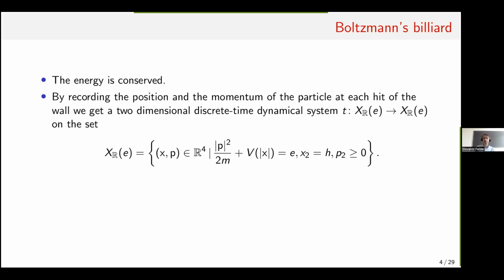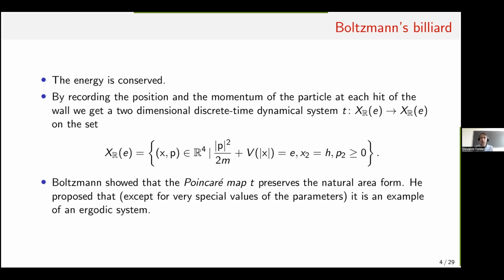So we have this space here, and on this space we have this Poincaré map, which is a map from one heating to the next heating. Okay, so what Boltzmann showed is that this preserved a natural area form. So it's an area preserving map. And so he proposed that this should be chaotic, and that his statistical description would be appropriate for such a system.